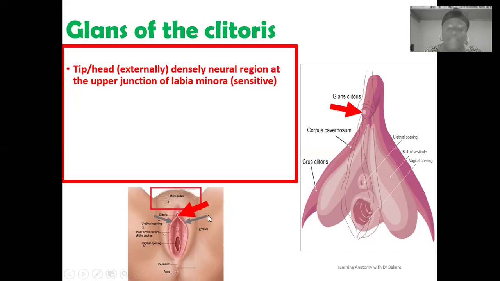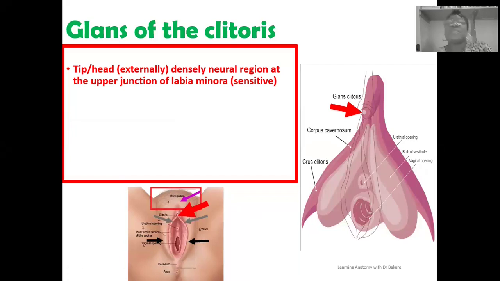Using this lower image, this is where we have the mons pubis here, arrowed at this point. This mons pubis is formed at the anterior union of the outer bigger lips of the labia majora. This is where we have the lips of the labia majora here, arrowed in black. So these two lips also will merge anteriorly at the mons pubis.